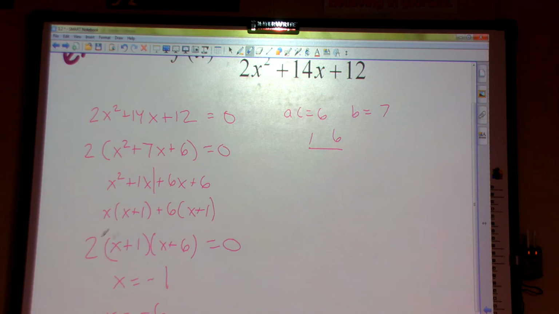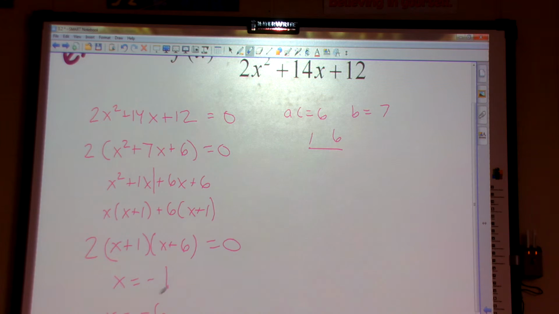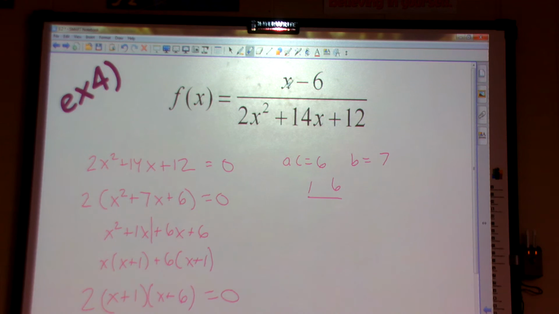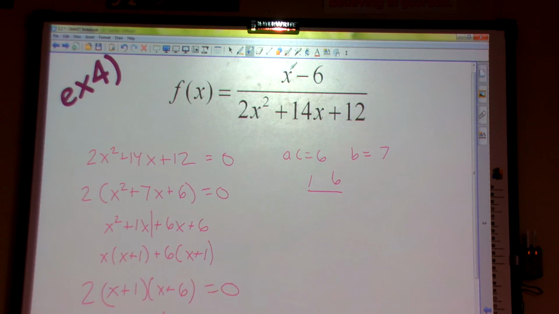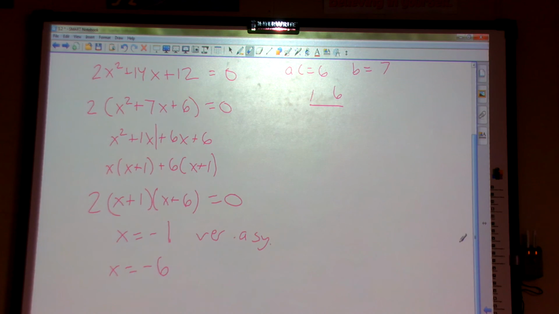Now, 2 never equals 0, of course, but if this is an x, don't forget to set that equal to 0 too. A lot of people forget that other value because there can be 3 answers, there can be 4, we don't know. So now I take my answers and I plug them in up top. If I plug in -1, I don't get 0. So it is a vertical asymptote. Plug in -6, I don't get 0, I get -12 by the way, because -6 minus 6. So it is also a vertical asymptote.